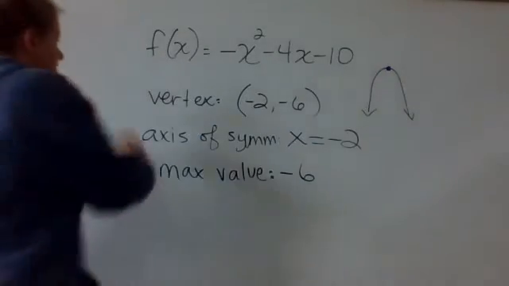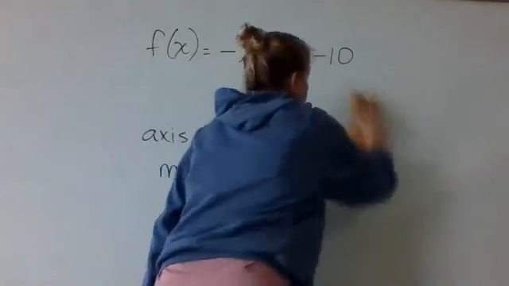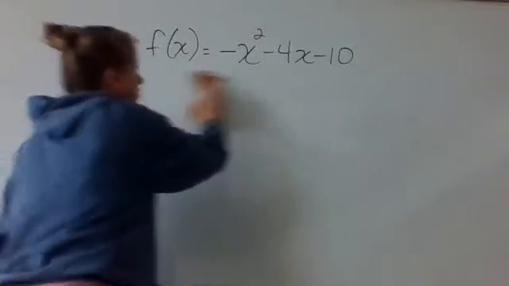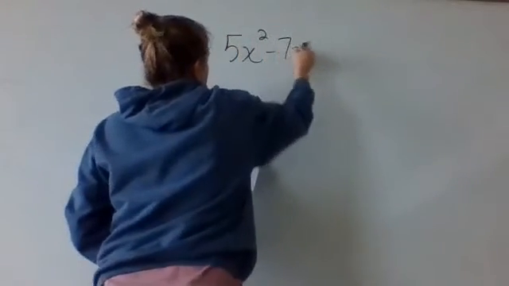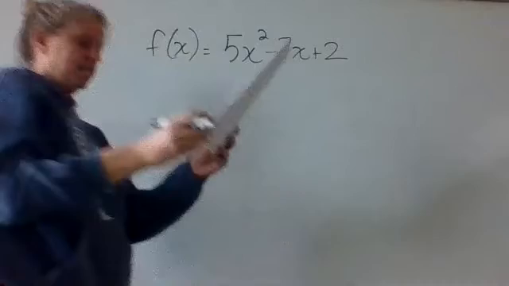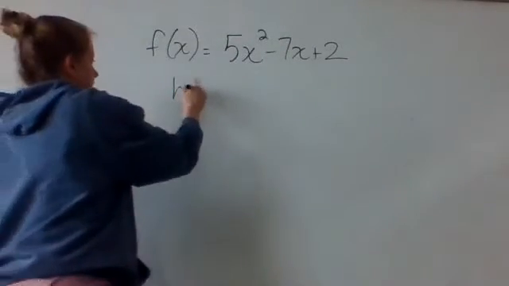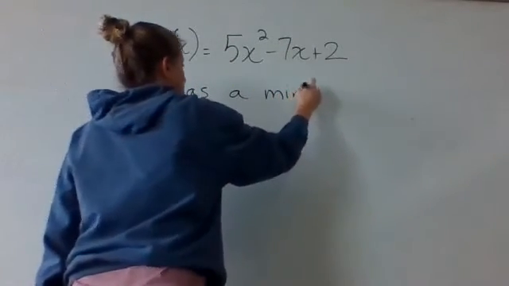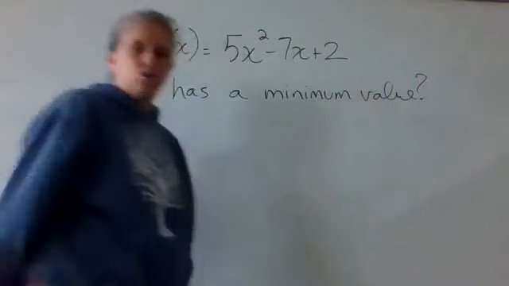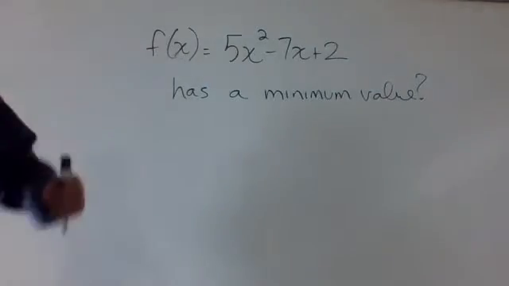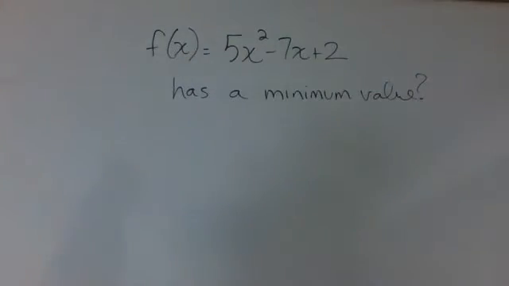All right, number 5. Is a true-false question. It gives you a function. It says f of x equals 5x squared minus 7x plus 2. And this says this would have a minimum value. As opposed to a maximum value, which just means, is this parabola right side up or is it upside down?